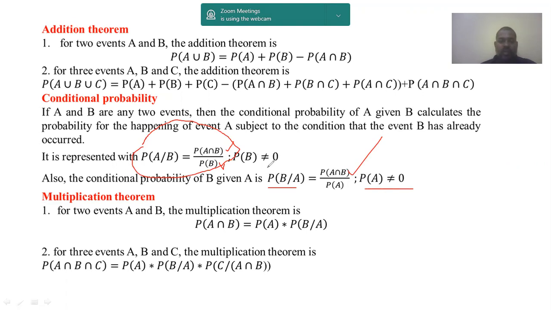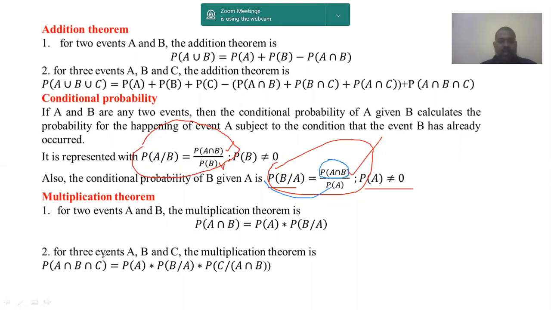By using the conditional probability, we get the multiplication theorem. When A and B are two events, the multiplication law is probability of A and B is equal to probability of A into probability of B by A. So using the multiplication law, we can see here, probability of A intersection B is required. You just take the denominator to the left side. So probability of A intersection B is equal to probability of A into probability of B over A.